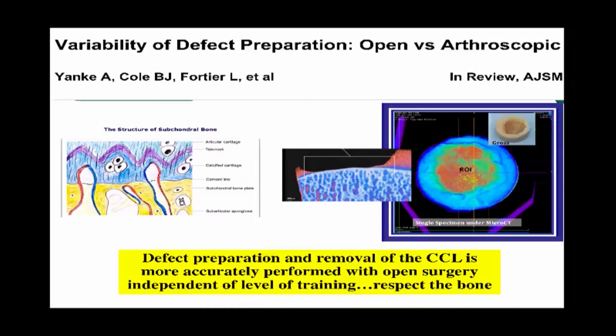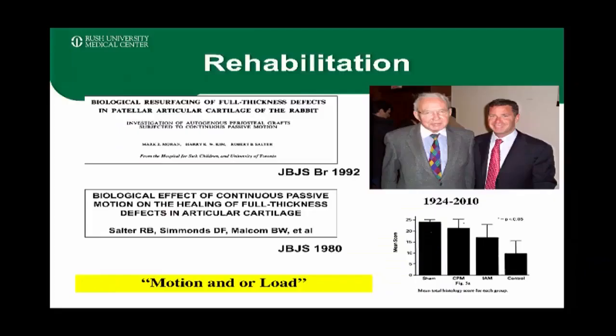The other thing is that from a technical perspective, this is a study we did not long ago where we looked at the ability to prepare the defect. What we showed is that, independent of the level of training, arthroscopic preparation, if you believe removal of the calcified layer is important, was actually less reliable than doing it open. So one of the challenges is we just don't have all the tools necessary in the operating room to do a good job. People did a better job preparing the calcified layer, when we looked at micro CT, when we did it open versus arthroscopic, and most of us do not do marrow stimulation open.